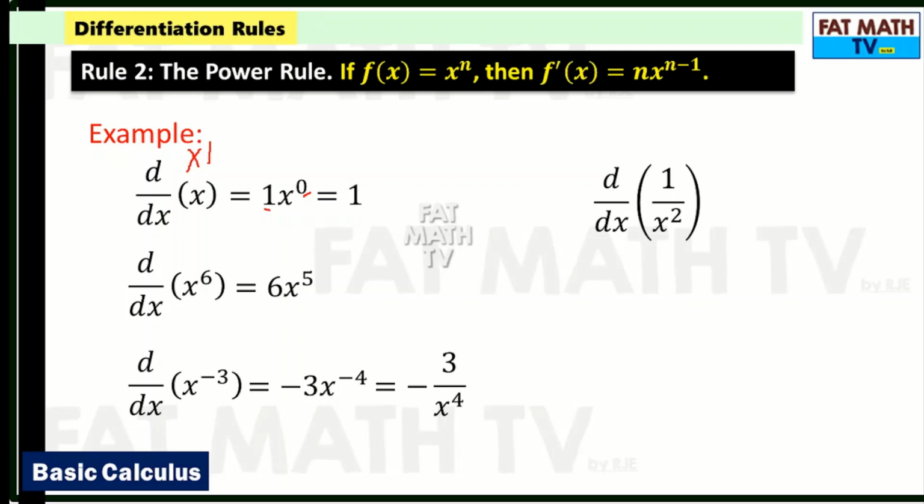How about the derivative of 1 over x squared? 1 over x squared can be written as x raised to negative 2. Then it's already in the form x raised to n, where n is equal to negative 2. So negative 2 will be the numerical coefficient, and you subtract 1 from negative 2, you will get negative 3. So negative 2x raised to negative 3. If you want a positive exponent, then you can put x raised to 3 in the denominator, and that will be x cubed.